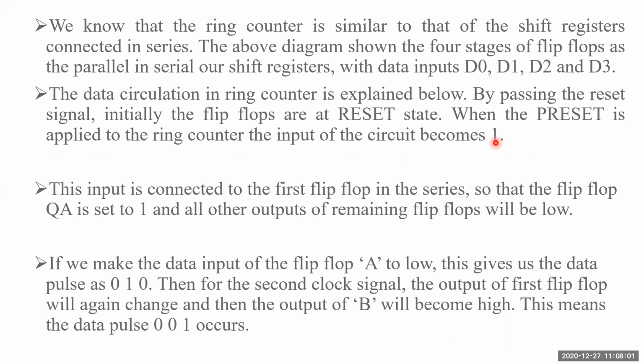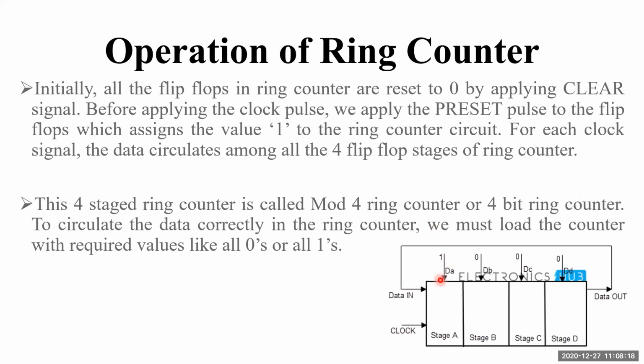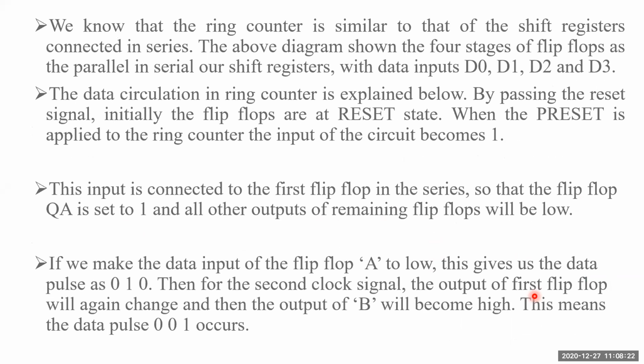That one is applied to the first flip-flop in series, so that the flip-flop QA is set to 1. Now this flip-flop is having an output. QA is going to be 1, and all other outputs of the remaining flip-flops will be low. The same thing: the first output will become 1, and all the other flip-flops' outputs are going to become zeros. That will stay very low.